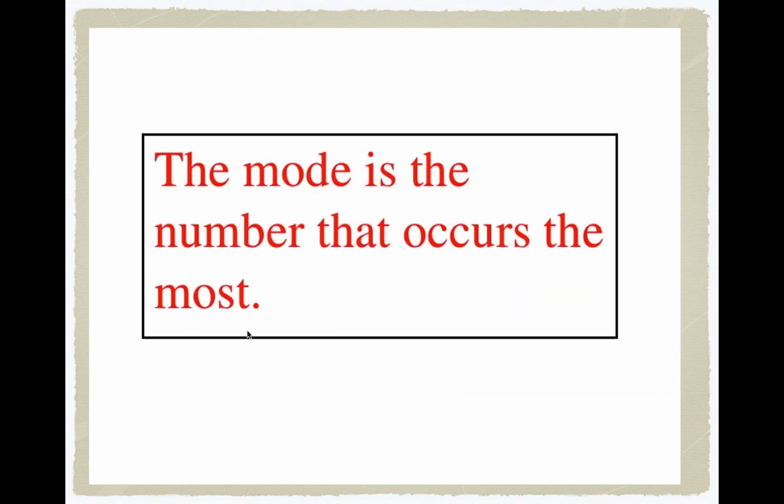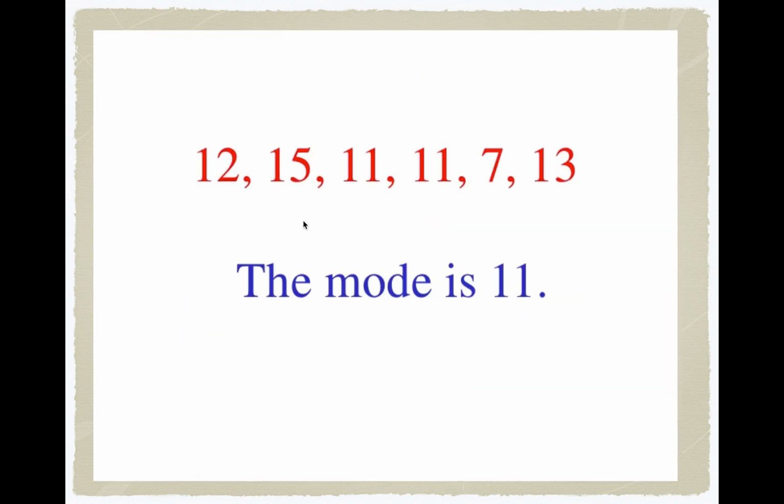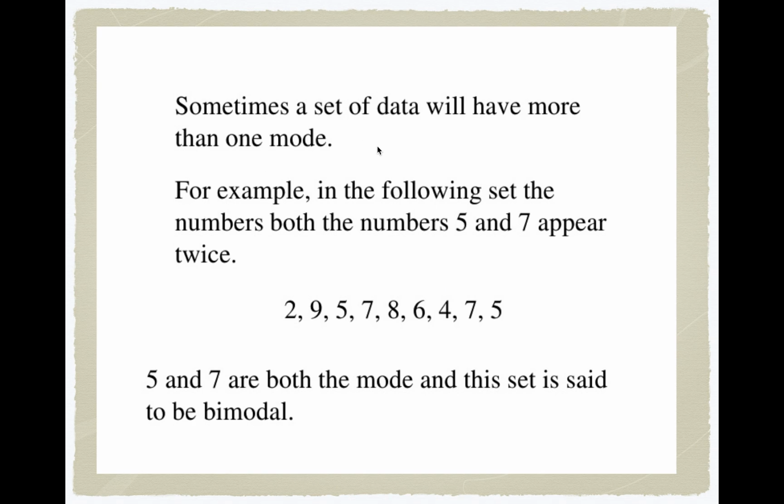Now let's move on. The mode is the number that occurs the most. So again, we have these numbers. The mode is 11. Okay, and then sometimes a set of data will have more than one mode. So in this case, we have 5 and 7.